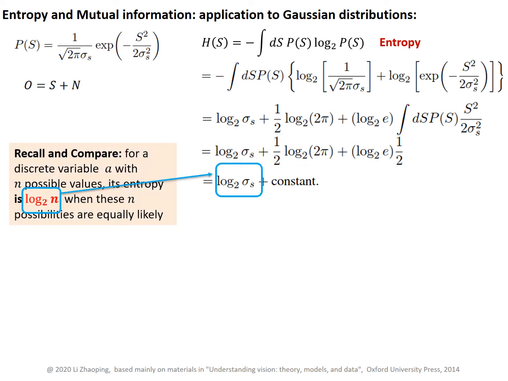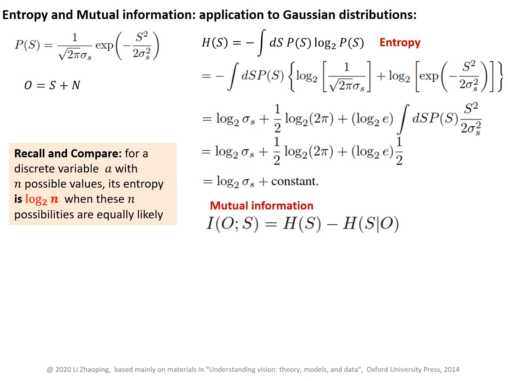Let's recall that when we have a discrete random variable A with n possible values, its entropy is log of n, when these n possibilities are equally likely. Now we can compare with the entropy of the Gaussian. The n possibilities for a discrete random variable becomes the standard deviation for a Gaussian variable. So they have related concepts, and we can easily relate them to each other. That helps us to understand this.